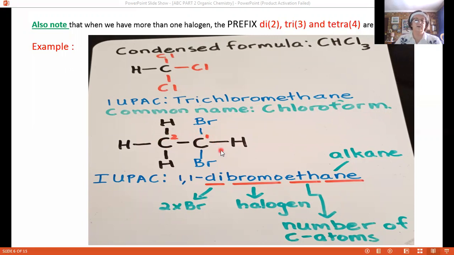Where there's 2 carbons, you have to number the carbons to indicate that a halogen is at the first carbon. Here being 2 bromines, that is dibromo, with one bromine at carbon 1 and the second bromine also at carbon 1. So it's 1,1, indicating it in the prefix. So it's 1,1-dibromo, eth for 2 carbons, ane, the functional group. So it's 1,1-dibromoethane.